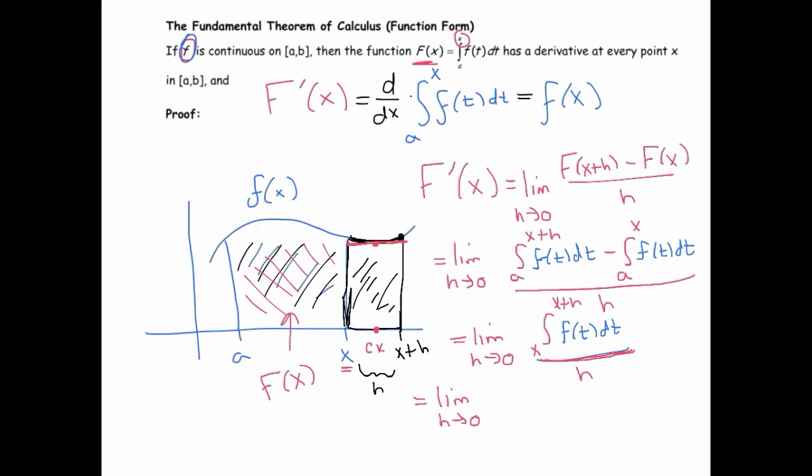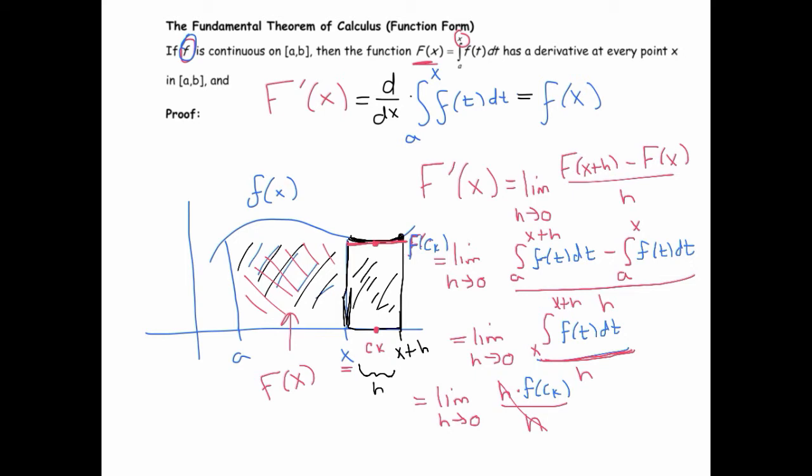So this integral is just base h times the height, which I'll write in blue to be consistent, f of c sub k. That's the height of that rectangle. It has the exact area as the black region by the mean value theorem. So h times f of c sub k, divided by h. And now you see those h's cancel. So what am I saying? I've eliminated the problem of dividing by 0.